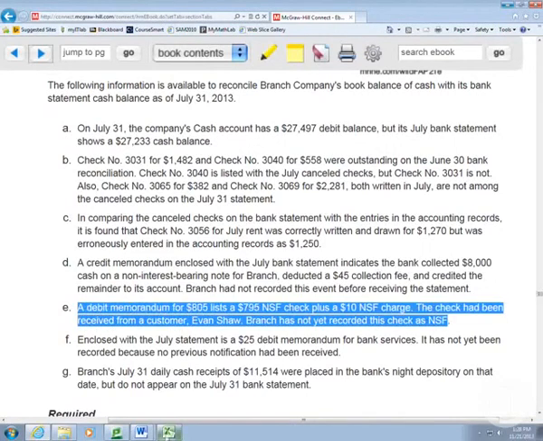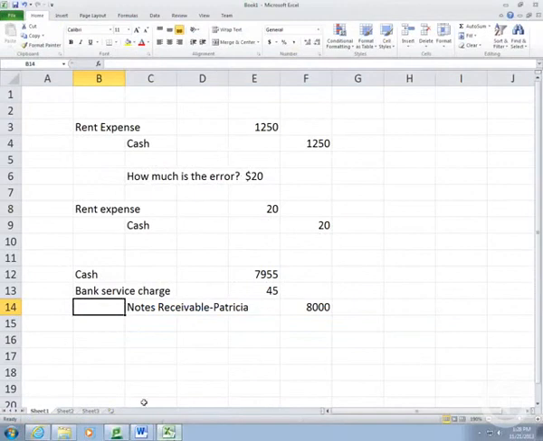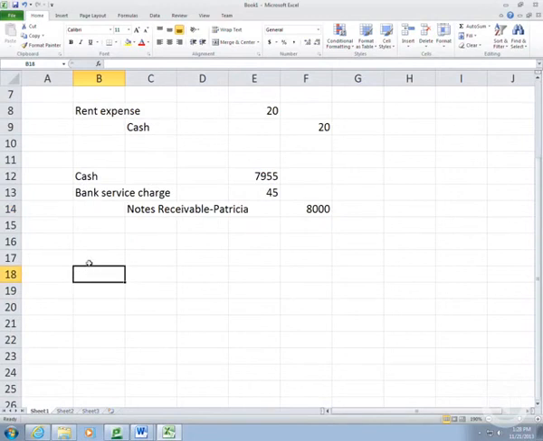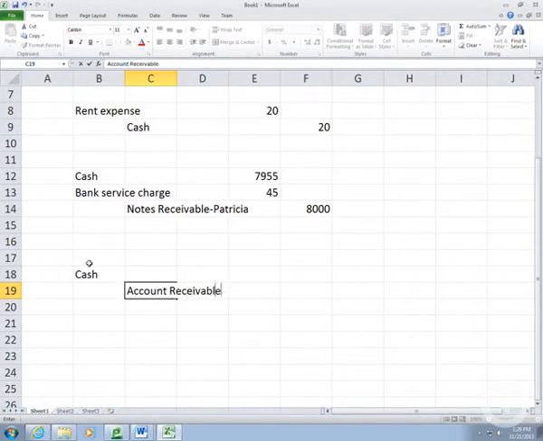So I want you to think, and this company did not record the non-sufficient check yet. So I want you to think about what happened when we received this check. Let's assume Hamdi sent me a check for $795. What did I do when I received his check? In good faith, I debited cash and I credited account receivable, Hamdi. And how much was it? $795. That's what I did when I got the check.